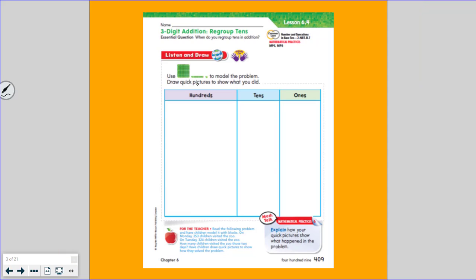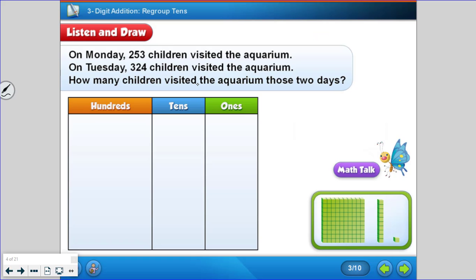So here's the listen and draw, and it says use base 10 blocks to show the problem, draw quick pictures to show what you did. And so I'm going to actually go to my next page so I can use my base 10 blocks, and here's the problem that you're going to show. So you're going to want your base 10 blocks, and here's the problem you're going to want to show. So start by only using base 10 blocks. We're not drawing anything yet.